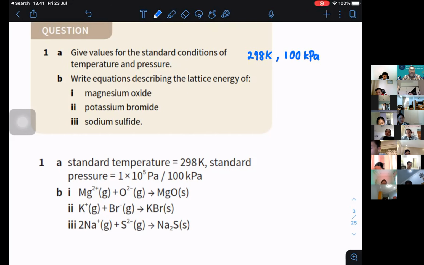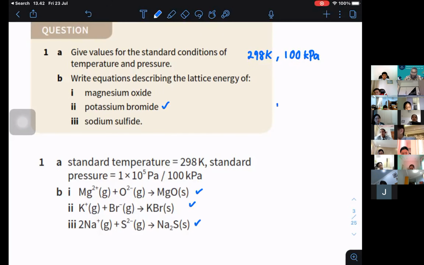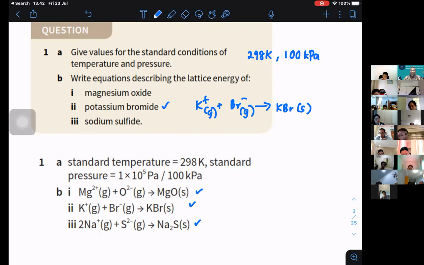Okay. Write equations describing lattice energy of this. You can refer to all these examples. Maybe I will just do one example for potassium bromide. KBr is going to be solid, and then I am going to form it from K+ and Br-, and they must be in gaseous state. So make sure you know how to write these expressions or equations related to lattice energy.